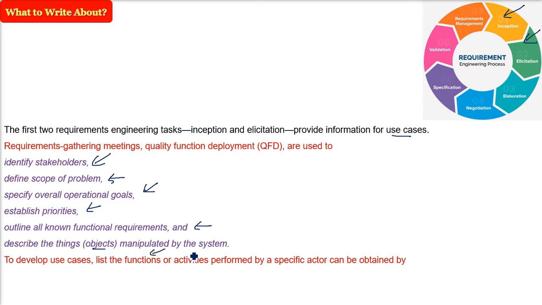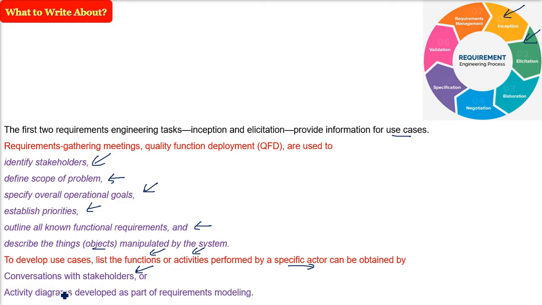In order to develop a use case, we need all the functions, features and activities performed by a specific actor. I am telling you, we have multiple actors. So for a specific actor, what are the functions and activities? How do you get them? You can converse with that stakeholder, talk with them, and then you can develop various diagrams as part of requirements modeling.